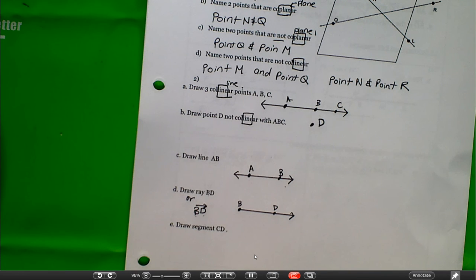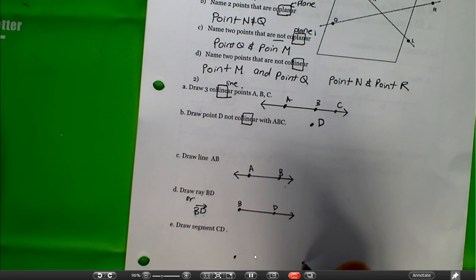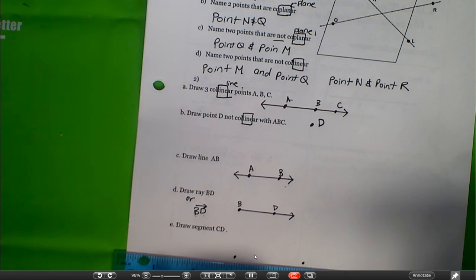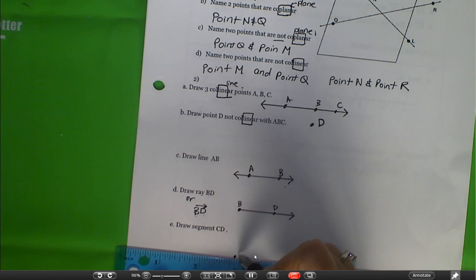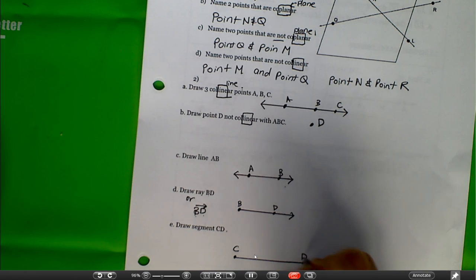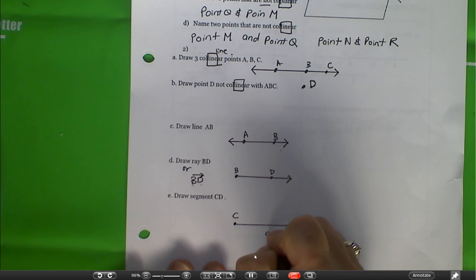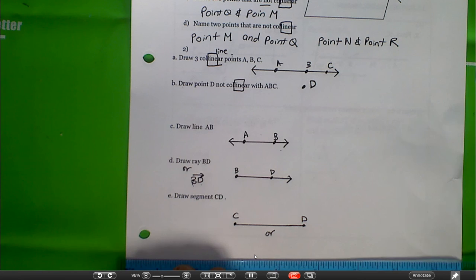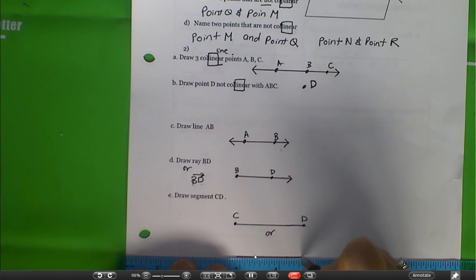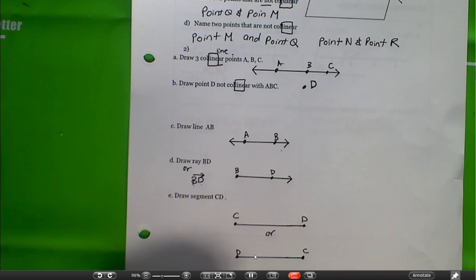Now we're going to draw segment CD. A segment has 2 endpoints. Here you go. 2 endpoints, and they are C, D, or you could write it as DC. Both are correct.